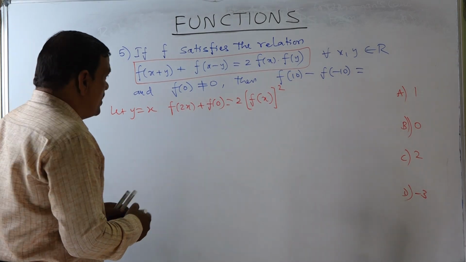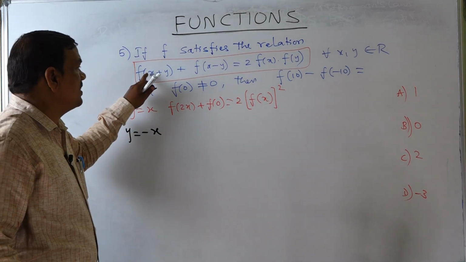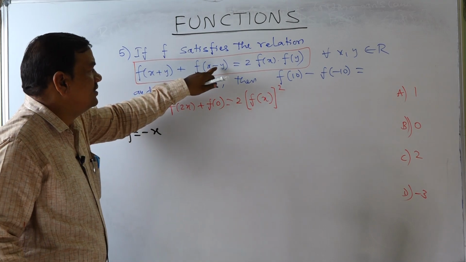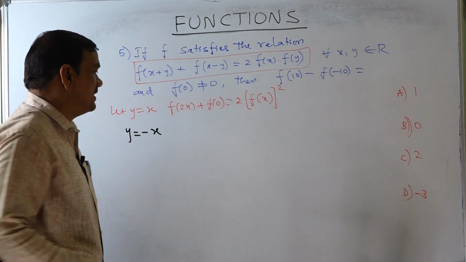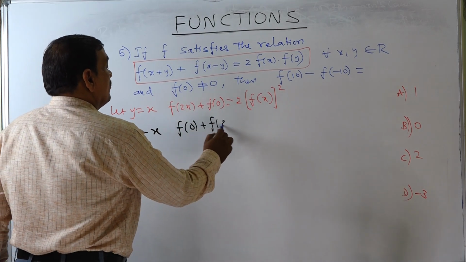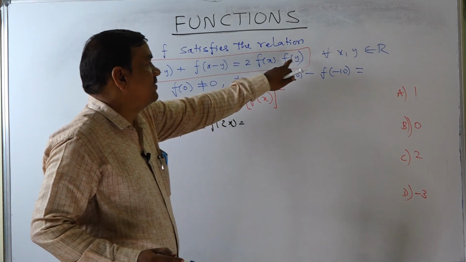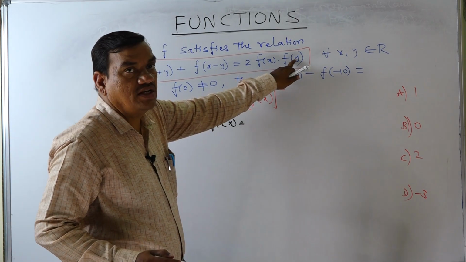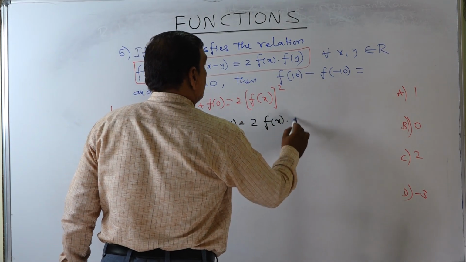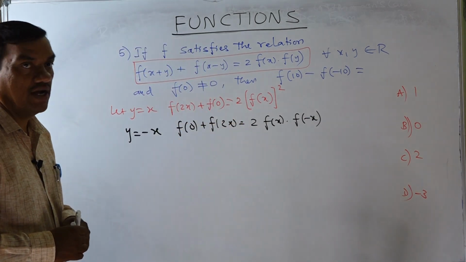Let us take y is equal to minus x. If it is minus x, what happens? The y value is minus x. This will become minus of minus x, plus 2x. That means again you are getting f of 0 plus f of 2x is equal to, wherever y is there, you put minus x, so this is 2 times f of x into f of minus x. Okay, now this is the thing we get.